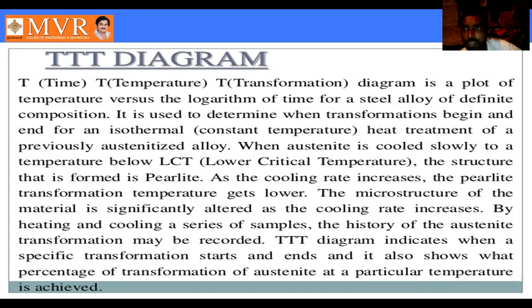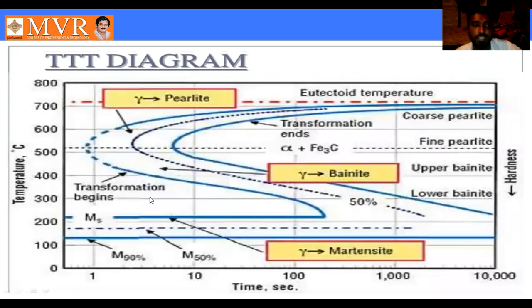Simultaneously, in this particular diagram, we can observe that the composition will be changing, the structure will be changing, and the properties are also changing. So three functions are changing in this diagram from the transformation onwards: the structure, the properties, and the composition. These three changes we can observe in this diagram.